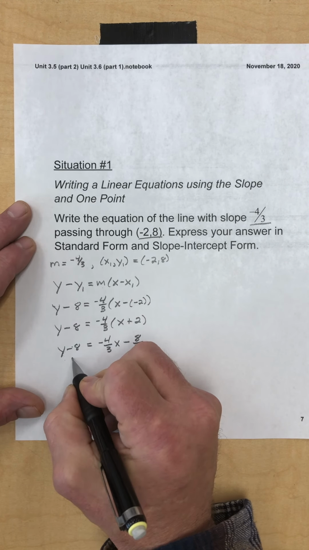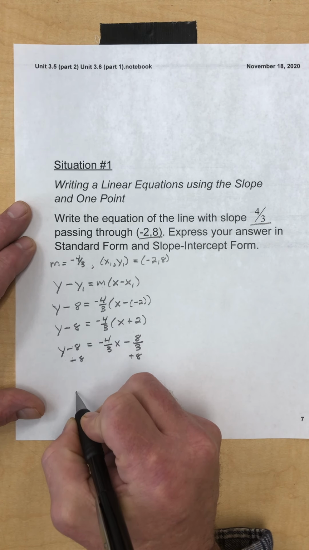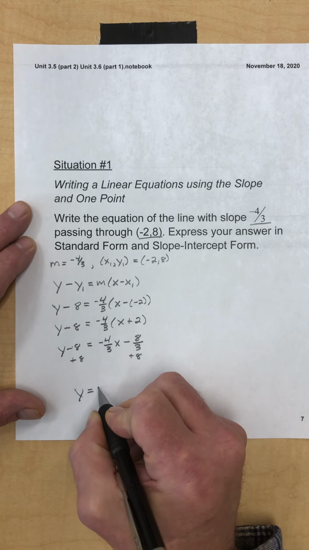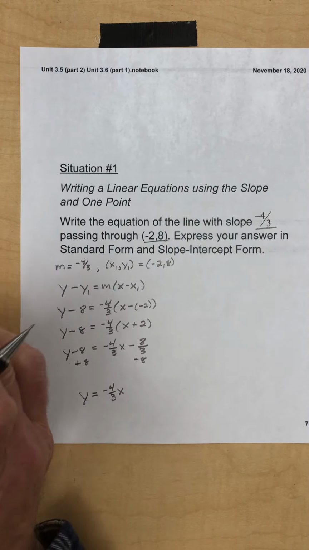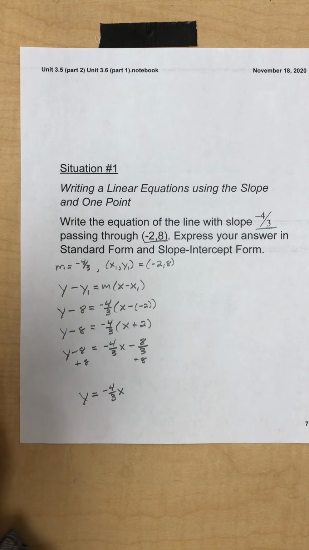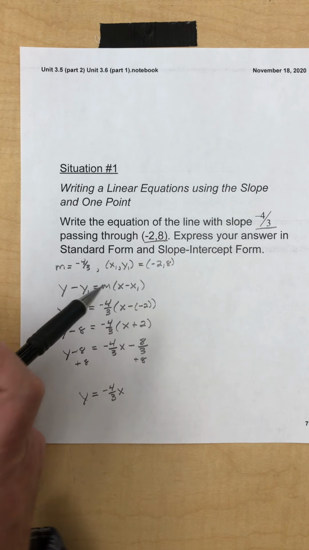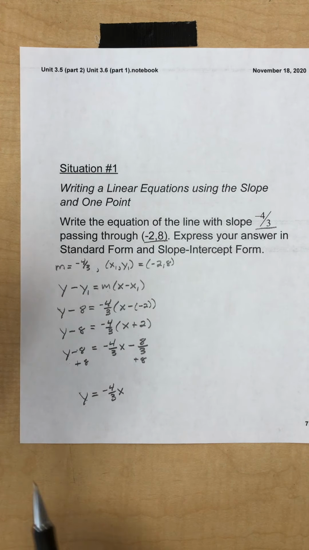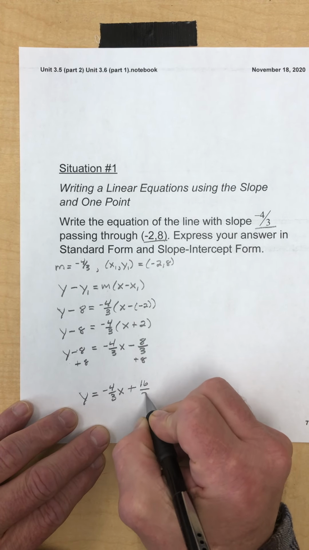Okay, and then I have to add 8 to both sides to get y by itself. So I get y equals negative 4 thirds x, and then I take this guy, and remember that's a negative 8 thirds, so I have to go negative 8 thirds plus 8, and I get 5 1/3. You could leave it as 5 1/3, or you could change it to an improper fraction, it doesn't make any difference. I'm going to change it to an improper fraction, so I'd get 16 thirds.